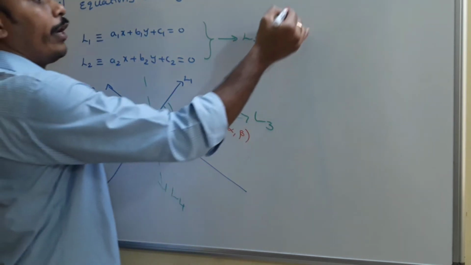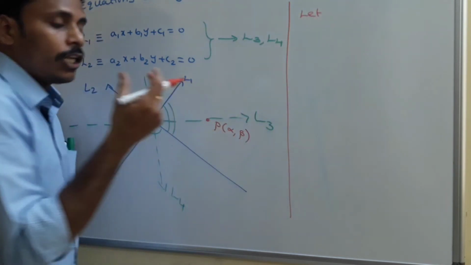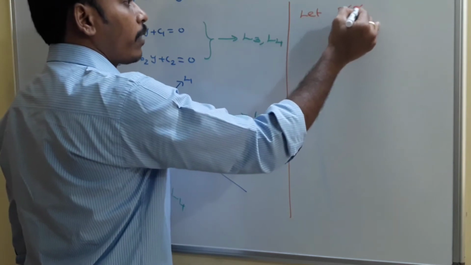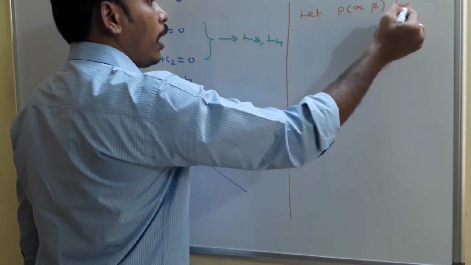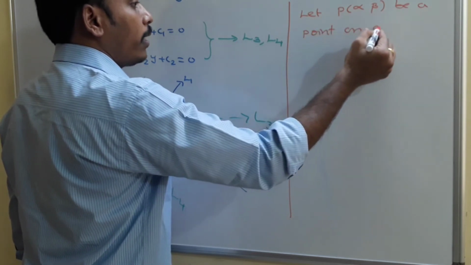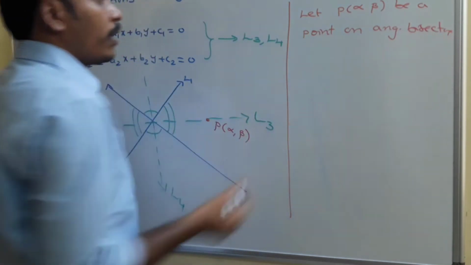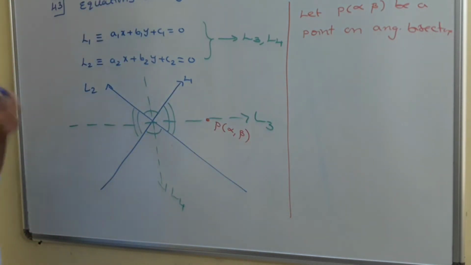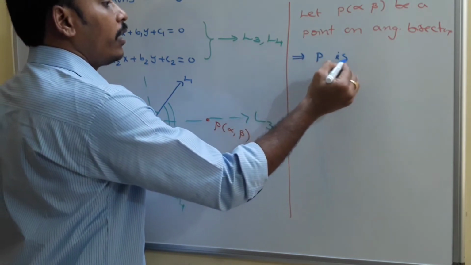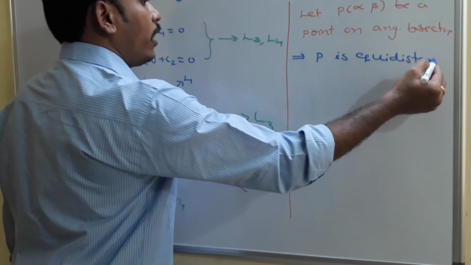We are going to find the equations of angular bisectors. So we are going to find the locus of the points on the angular bisectors. Let P alpha comma beta be a point on the angular bisector. Since P is a point on the angular bisectors, it is very clear that P is equidistant from L1 and L2.